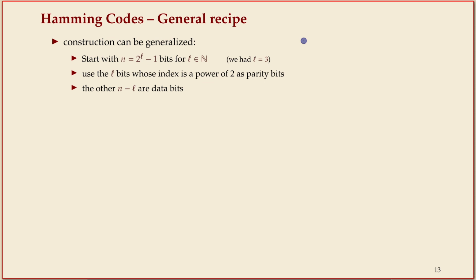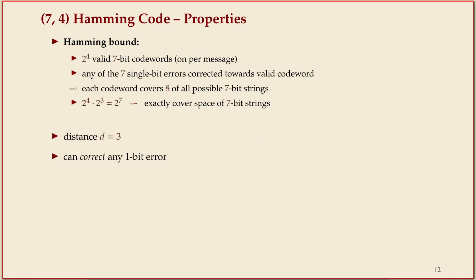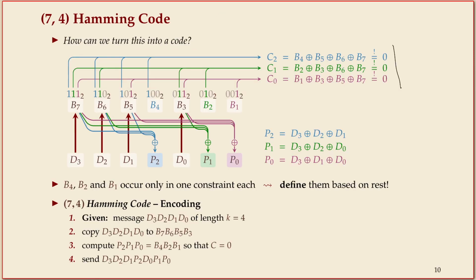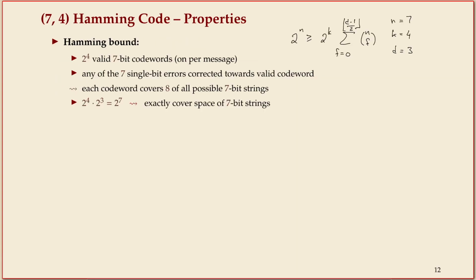Now I said this 7,4 Hamming code is one specific instance of a general recipe. Actually, the code of just tripling a single bit is the trivial version of a Hamming code. And in general, you can do the same thing. Maybe let me just motivate this from the picture here. We took the positions of powers of 2 and used those for parity bits. That's what happened here. And you can do this in general. That's what that slide says.